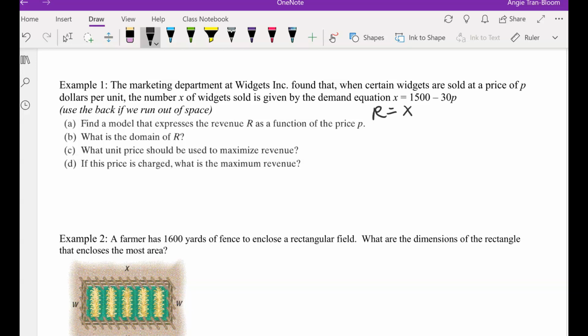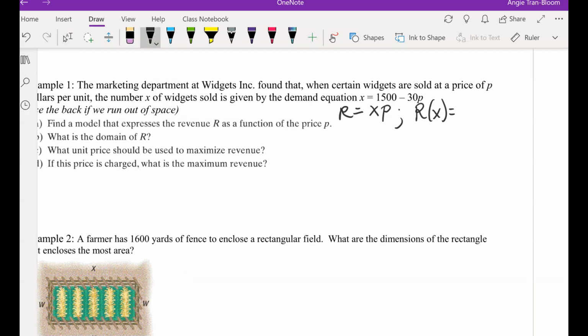I don't want what variable in there? X, I don't want X. I just want it in terms of P. Well, do we know what X is? Yes, we do. What is X? That's right. So I'm going to write P in the front, and then I'm going to replace X with 1500 minus 30P. Yes, you may distribute, but you don't have to. You can box that up.